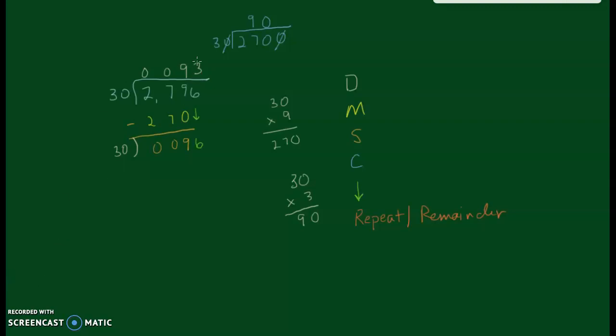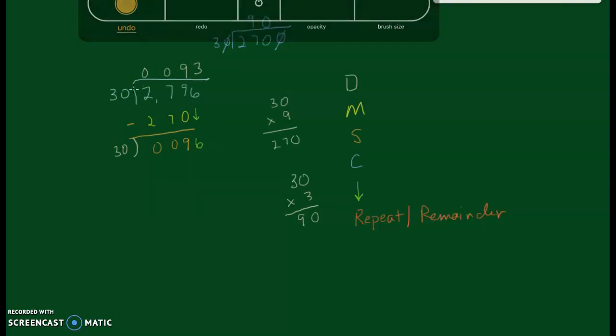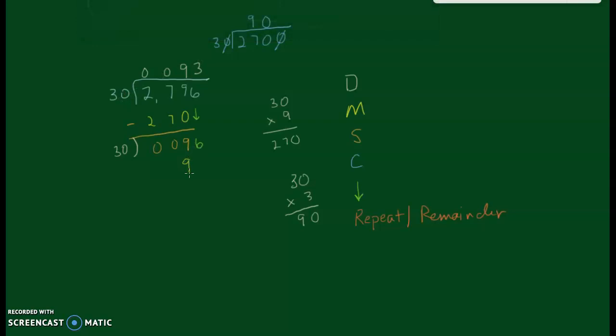Now I'm going to multiply this times the divisor again. So 3 times 30 is 90. Then I subtract. 6 subtract 0 is 6. 9 subtract 9 is 0. I compare. 6 is less than 30. There's no more numbers to bring down. So now I have a remainder, and my remainder is going to be 6. So 93, remainder 6.